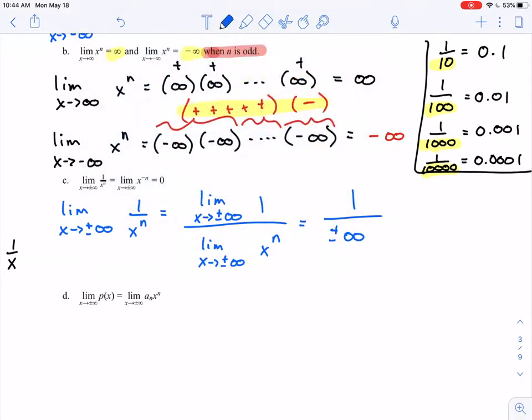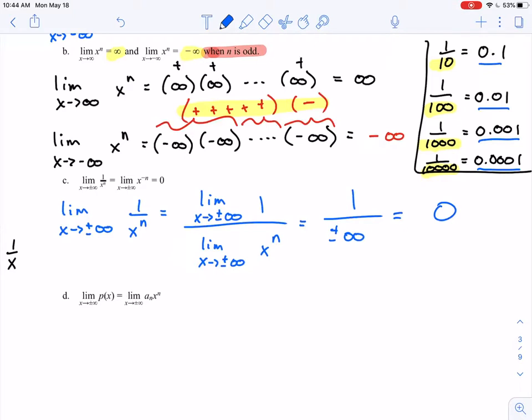Well, what are the y values approaching? 0.1, 0.01, 0.001. These numbers are getting smaller and smaller until we approach 0 here. So if you have a finite number in the numerator and either positive or negative infinity in the denominator, I know that that is going to approach 0.